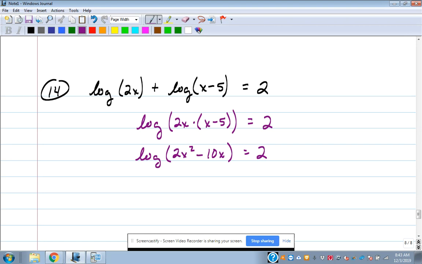And now we need to get rid of that logarithm. What's the base on that logarithm? 10. When it's not written there, it's an understood 10 as the base. So I'm going to exponentiate with 10s. So that'll get rid of the log. Give me 2x squared minus 10x is equal to 10 squared, which is 100.